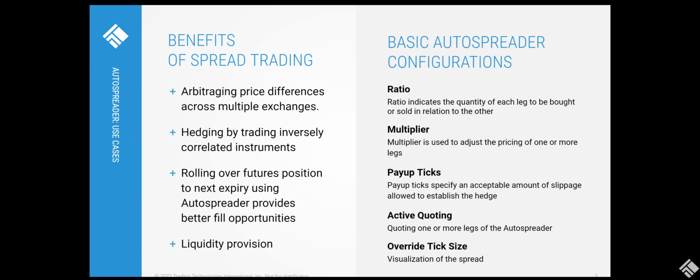So first is simple arbitrage. So the act of simultaneously buying and selling the same product that's listed on multiple exchanges. And this is to take advantage of a dislocation in a particular market. So let's say an oil contract is listed in 2 places, the same specs, contract size, delivery point, etc. You can use Autospreader to be present in both of those markets and take advantage of those discrepancies.